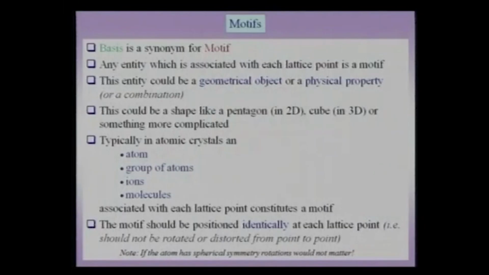An important point about the positioning of the motif with respect to the lattice points we considered was that it has to be positioned identically with respect to each lattice point. We are not allowed to rotate, distort, or in any way tamper with the motif we are placing at each lattice point. Of course, if the object has a certain kind of symmetry, those symmetrical rotations would be irrelevant.